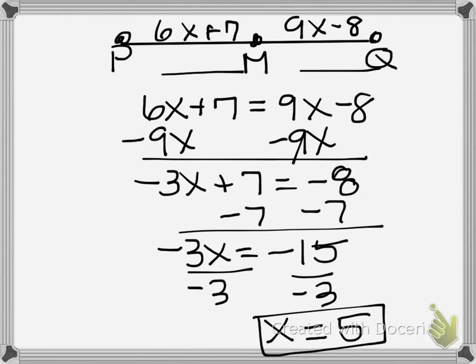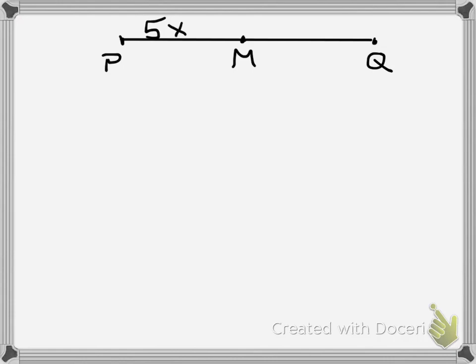All right, let's do another one with midpoint. We are told that M is the midpoint of PQ again. So we have M as our midpoint, and then we have P and Q. PM is given as 5x plus 8, and PQ is given as 76, and we need to find x.